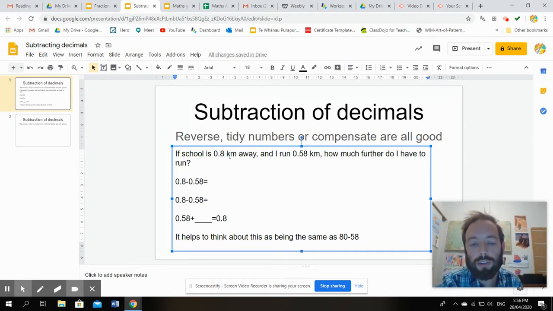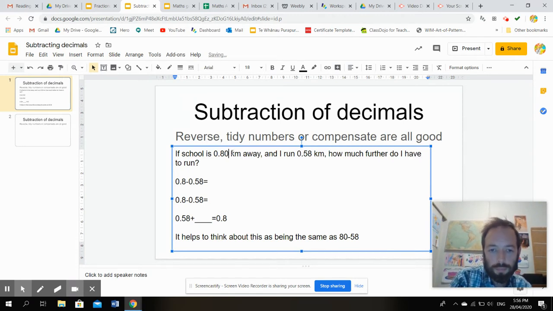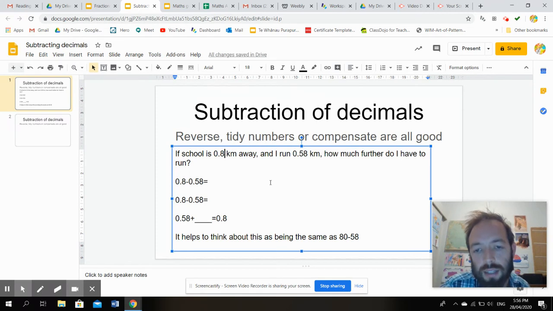Now, I've written the problem out three different ways there: 0.8 take away 0.58, and again, and then the last one, 0.58 plus something equals 0.8. It helps to think about these as being the same as 80 take away 58. By that, I mean it helps if you think of the same number of decimal digits in the problem: 80, 2 digits, 58, 2 digits. Because often people say, well, 8 take away 58. Well, you can't do that. But this is not 8. This is 0.58, and it is smaller than 0.8.